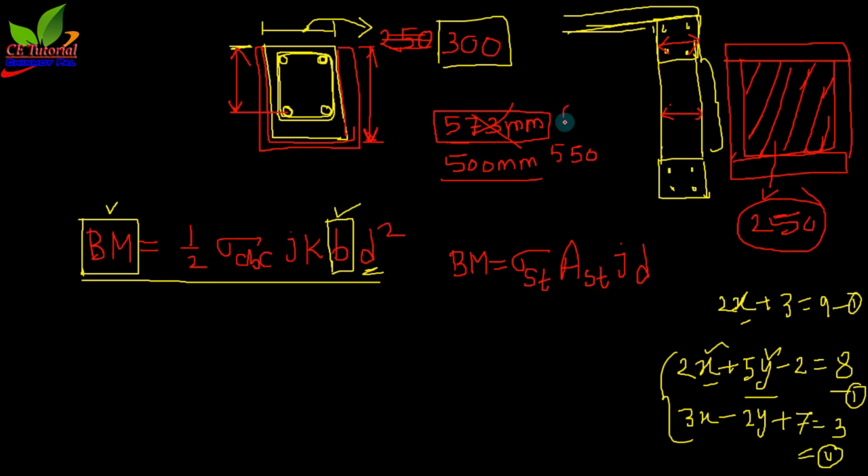So generally, 600 millimeter or 400 millimeter. Okay, so generally we keep this overall depth in round figure. Now, overall depth is this. This is the overall depth. So effective depth equals overall depth minus clear cover. This distance is clear cover.